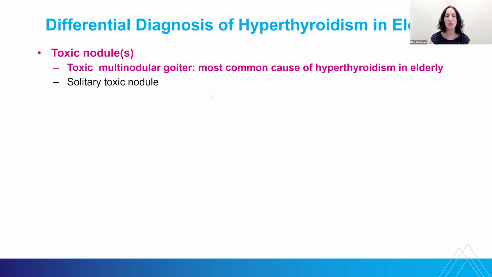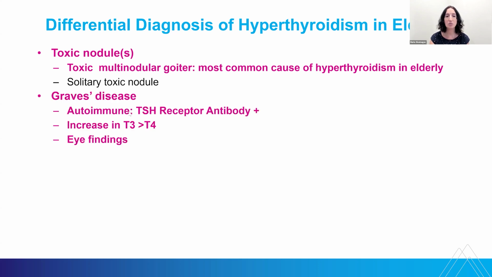a low TSH. The elderly also get Graves' disease, which is an autoimmune condition, where there's production of TSH receptor antibody. So this is as if somebody has high levels of TSH. This antibody stimulates the TSH receptor on the thyroid gland to produce too much thyroid hormone. They can have pretty significant levels of T4 and of T3, usually higher levels than you might see in toxic nodules or in thyroiditis for certain.